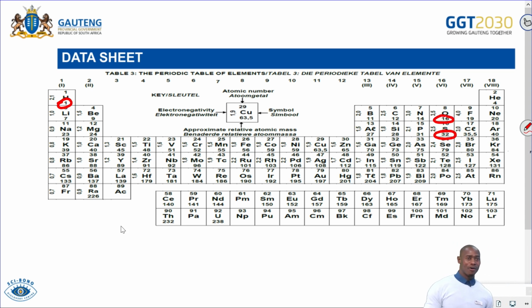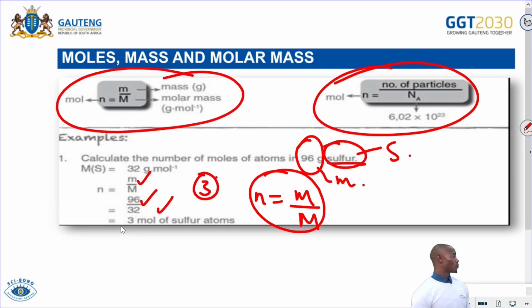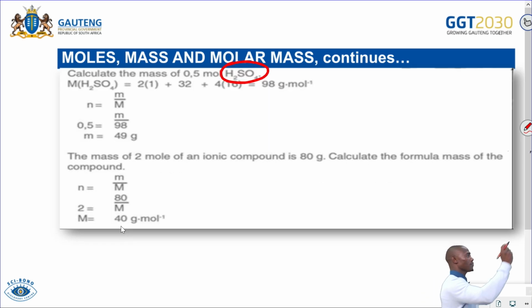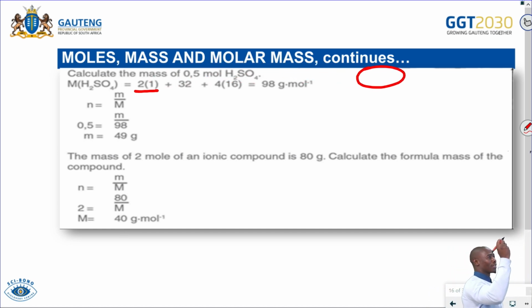All right? So now let's calculate the molar mass. So 2 hydrogen atoms multiplied by 1. Where is that 1 coming from? From the periodic table. That is the relative atomic mass of hydrogen. Then 32. There is only 1 sulfur atom there, hence it's 32. Plus, how many oxygen atoms are we having here? There are 4. Then what is the relative atomic mass of oxygen from the periodic table? It is 16.